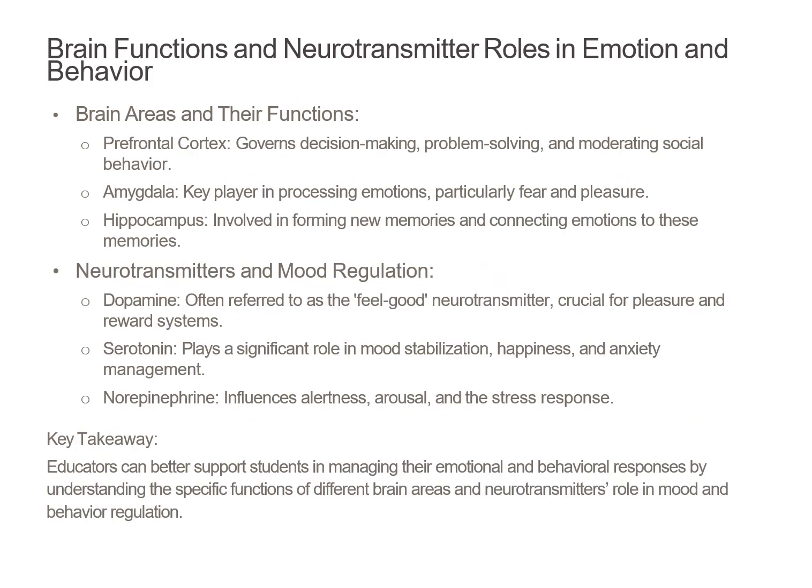Let's shift to the human brain and discover how its various parts contribute to behavior and mood regulation. Understanding this can drastically enhance our approaches to supporting students in the classroom. First, consider the prefrontal cortex, the brain's executive. It's responsible for decision making, problem solving, and moderating social behavior. This area helps students weigh options, make informed choices, and interact appropriately with peers.